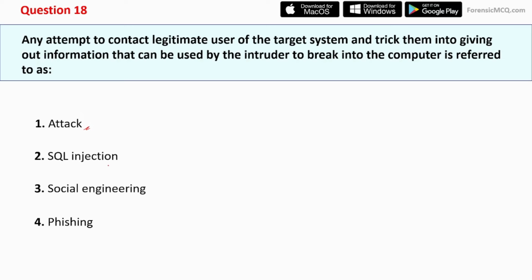Second is SQL injection. SQL injection is a type of hacking in which SQL databases are injected with specific code to destroy the databases. And third is social engineering. So social engineering is the correct answer for this. Now let's check the explanation part.